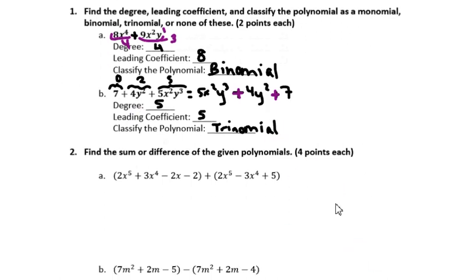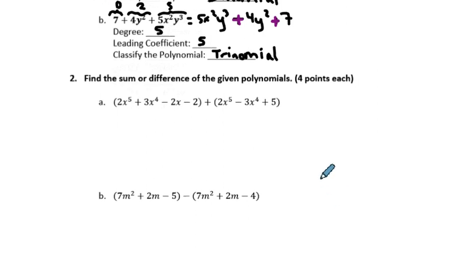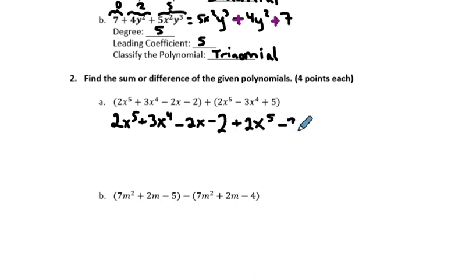Moving on to the second question here, it says find the sum or difference of the polynomials. So here we are combining like terms. Because this is addition, these parentheses are not going to change the result of the problem. So I'm just going to rewrite the initial problem here without the parentheses. So essentially you're distributing a positive 1 here, which is not going to change the value of any of these terms. So drop out the parentheses, combine like terms.